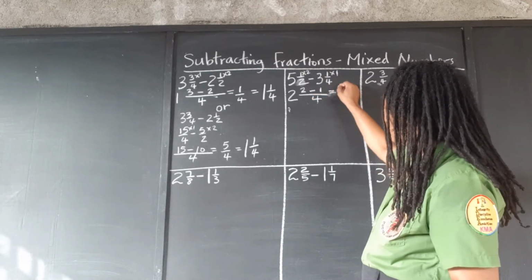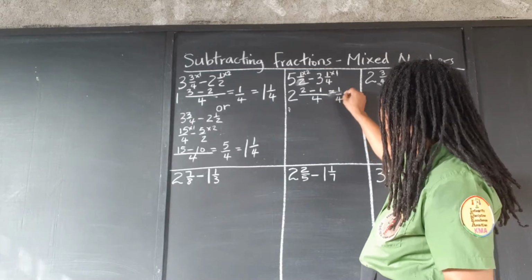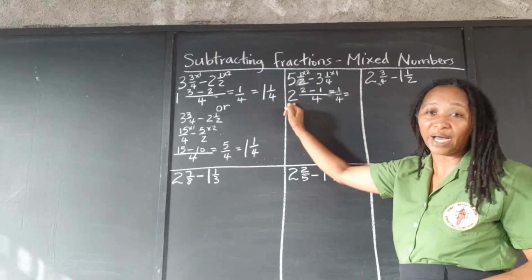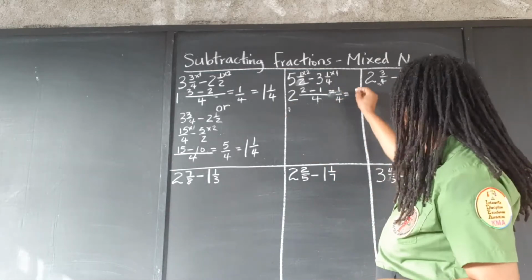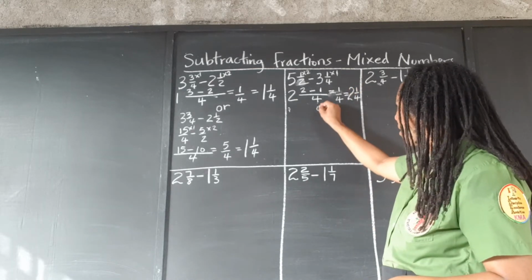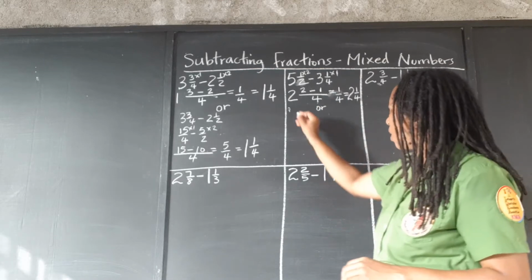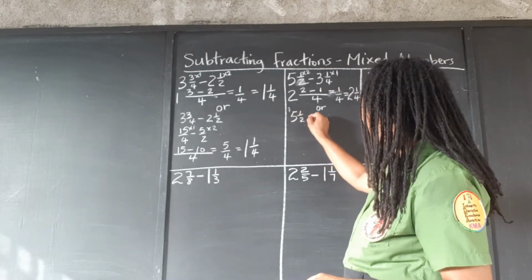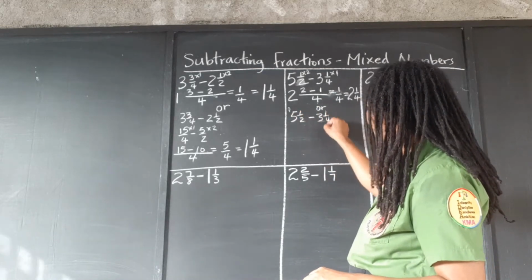2 take away 1 is 1. And now we need to add back the 2 that we had put aside. So it's 2 1/4. Or we're going to change the mixed numbers to improper fractions.